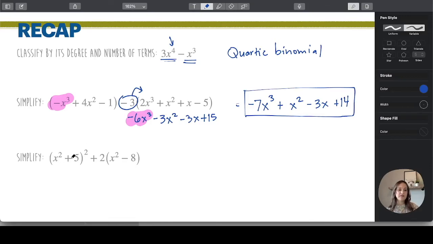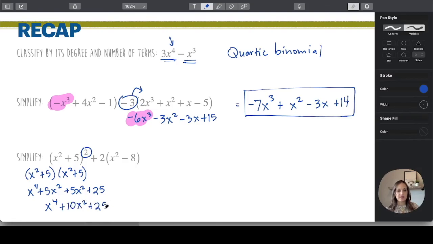And last, to simplify this, square does not mean that you just square this term and square this term. It means that you need to actually write out the expression twice. So when you FOIL, you'll get x to the 4th plus 5x squared plus another 5x squared plus 25, which will give you x to the 4th plus 10x squared plus 25. And then we're going to combine that with 2, distribute the 2, and we'll get 2x squared minus 16.